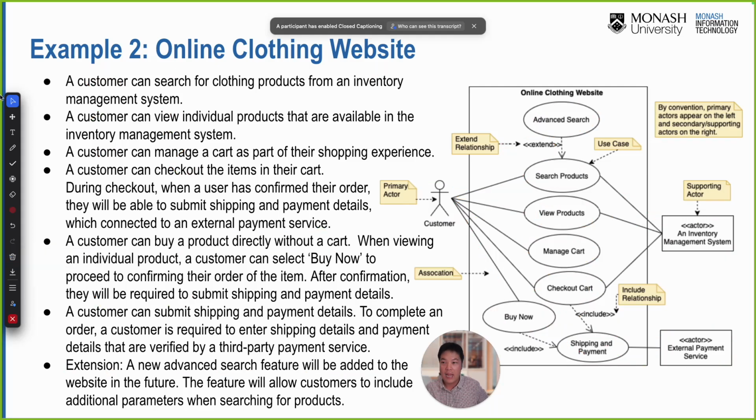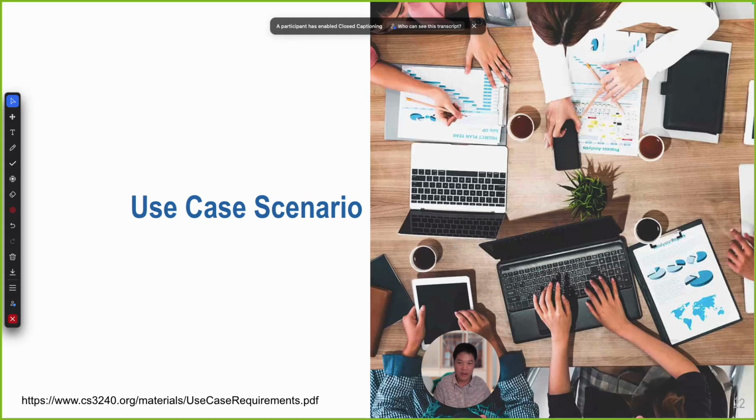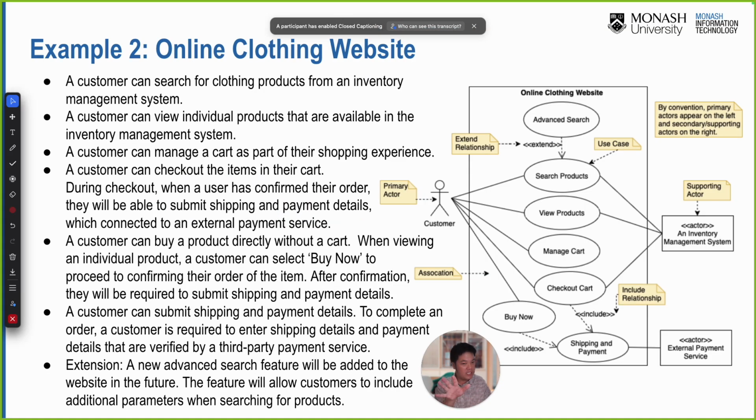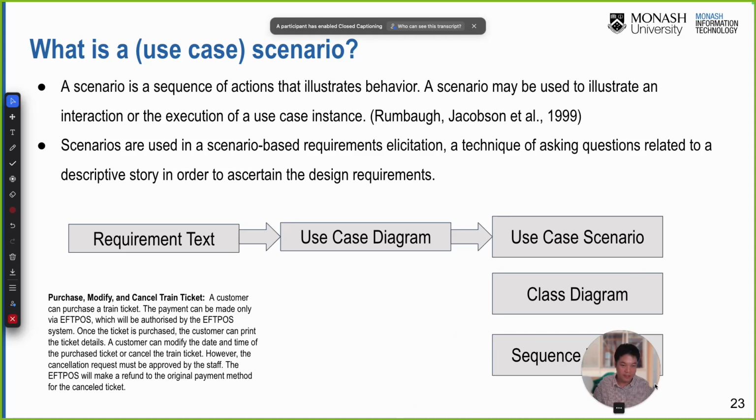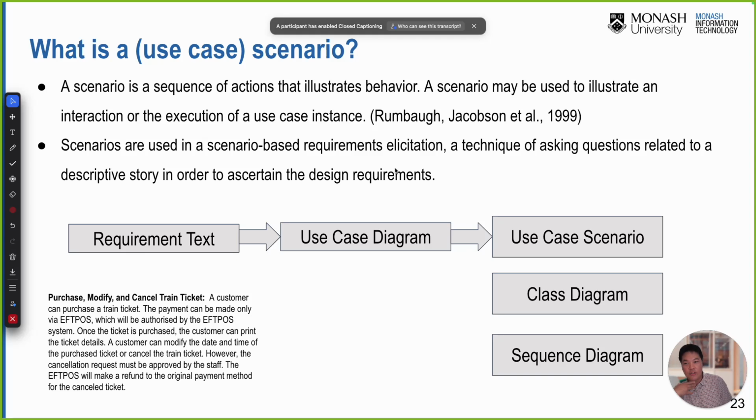Very good. I'm going to move on to the next one. When we draw the use case diagram, it consists of multiple use cases here. We have advanced search product, view products, manage cart, checkout cart, buy now, shipping and payment, that kind of thing. But for each use case, there will be a use case scenario as well, which will describe how things interact with each other. So what is the use case scenario?